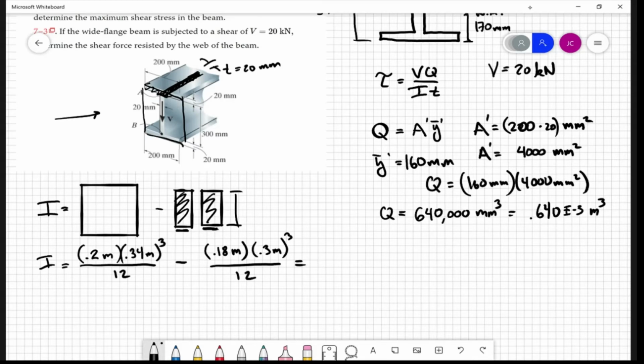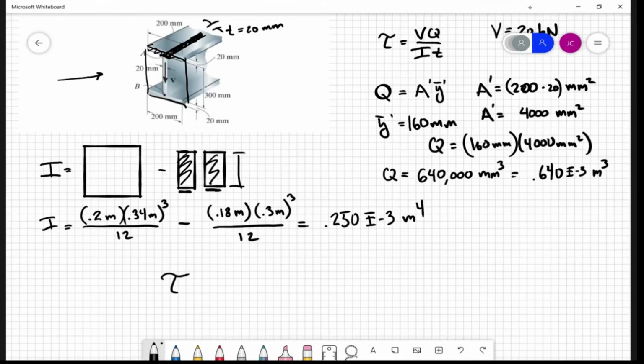Okay, and that gives me 0.250 to the minus third meters to the fourth. Okay. And so now I got everything. So now I can figure out the shear stress.